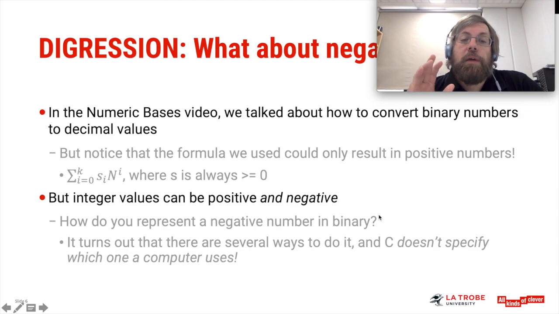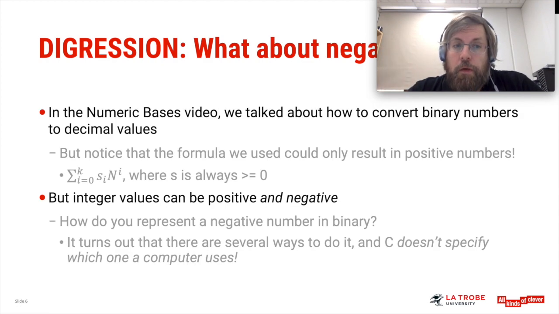So how do you represent a negative number in binary? It turns out that there are several ways to do it, and C does not specify which one a computer uses. So negative numbers and bit patterns don't mix well together because it's undefined behavior. C doesn't know how the computer actually stores the negative number, which is a problem.